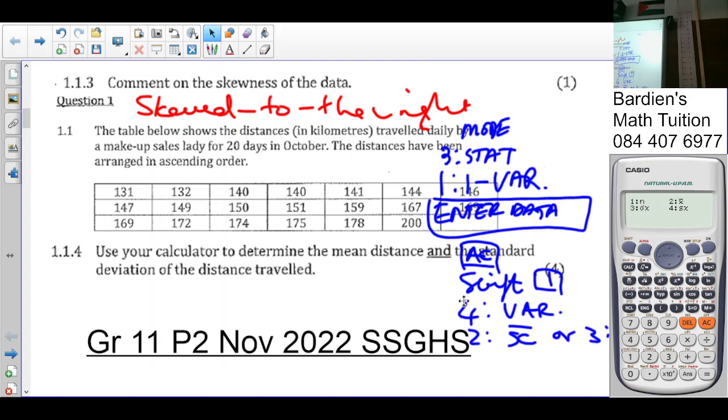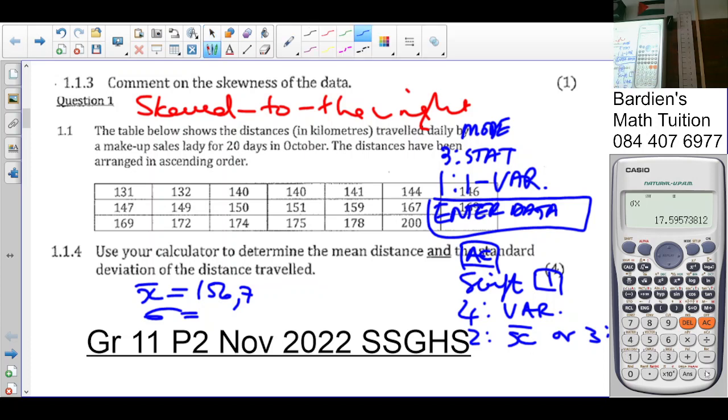Okay. So press 2 for mean, equals. So the mean value is 156. And your standard deviation, press again 4 for variance, 3 for standard deviation, equals 17.595, so it's 17.6.